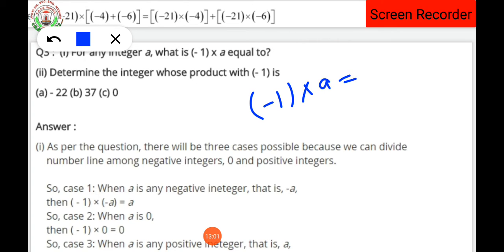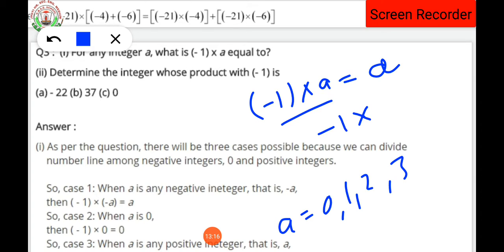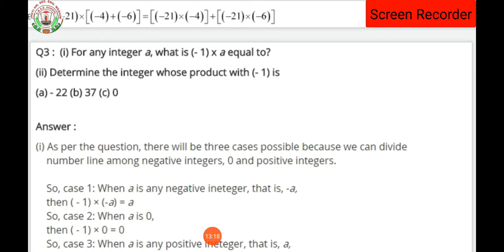It says that when minus 1 is multiplied with a, the answer will be obviously a. When the values rise as 0, 1, 2, 3, 4, like this, the answer will come according to that. So only that will be asked in the question. If minus 1 is multiplied with a, what will be the required answer?